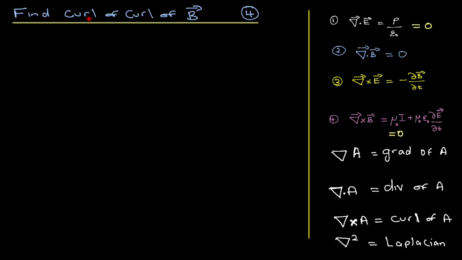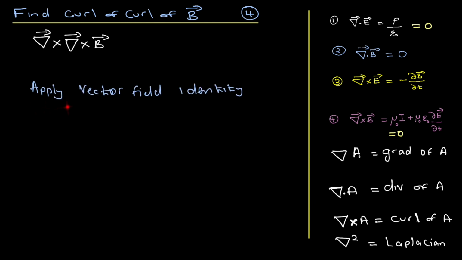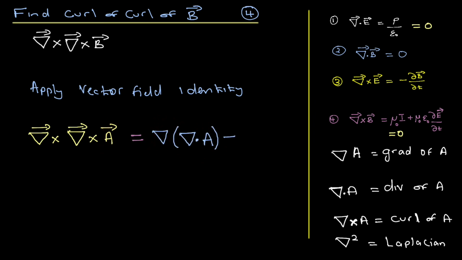Finding the curl of B using equation 4. We've done it for equation 3, so we're now going to use it for equation 4. This is the curl of B. But first, we need to apply the vector identity again. When we have a curl of a vector A, we get the grad of divergence of A minus the Laplacian on A. So we need to do the same thing here. So that will be equal to the grad of divergence of B minus the Laplacian on B.